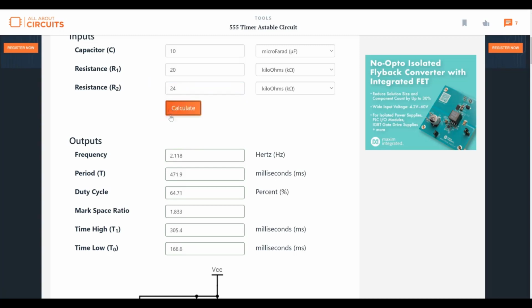24 and so on. So it's pretty close to 2 hertz right now. If you can increase that number a little more, you'll get very close to 2 hertz. In fact, I got it to 2 hertz right now. So the period is 500 milliseconds roughly, which is like half a second.